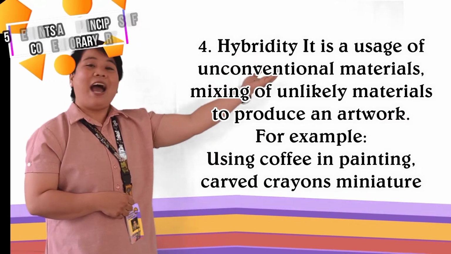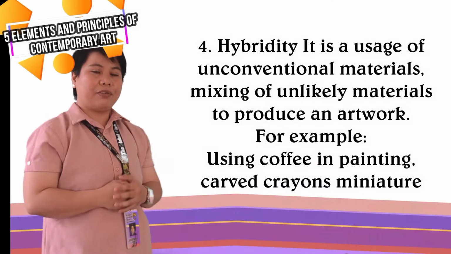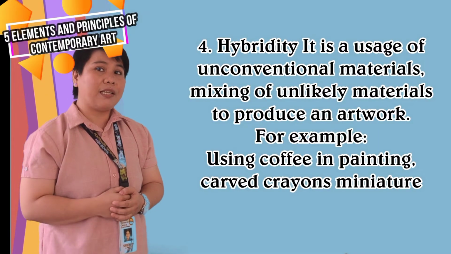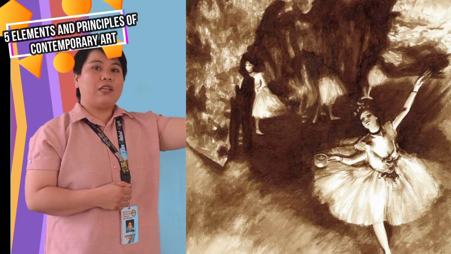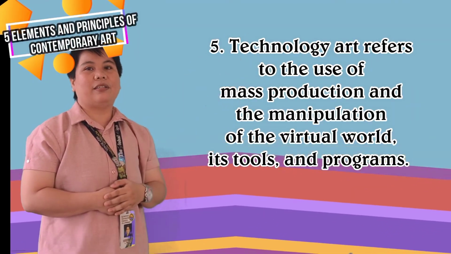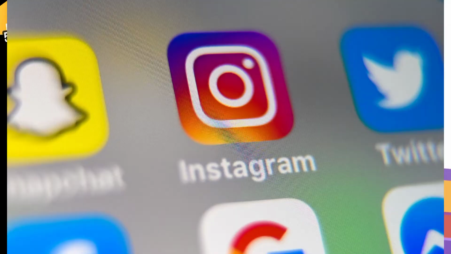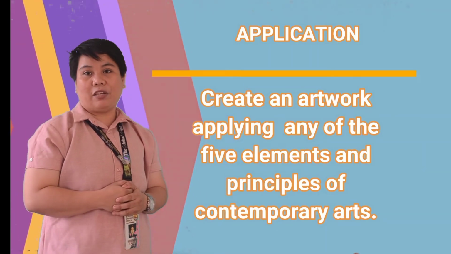Number 4. Hybridity. It is the usage of unconventional materials, mixing of unlikely materials to produce an artwork. For example, using coffee in painting. Number 5. Technology art. It refers to the use of mass production and the manipulation of the virtual world, its tools and programs. Now, let's have another activity.